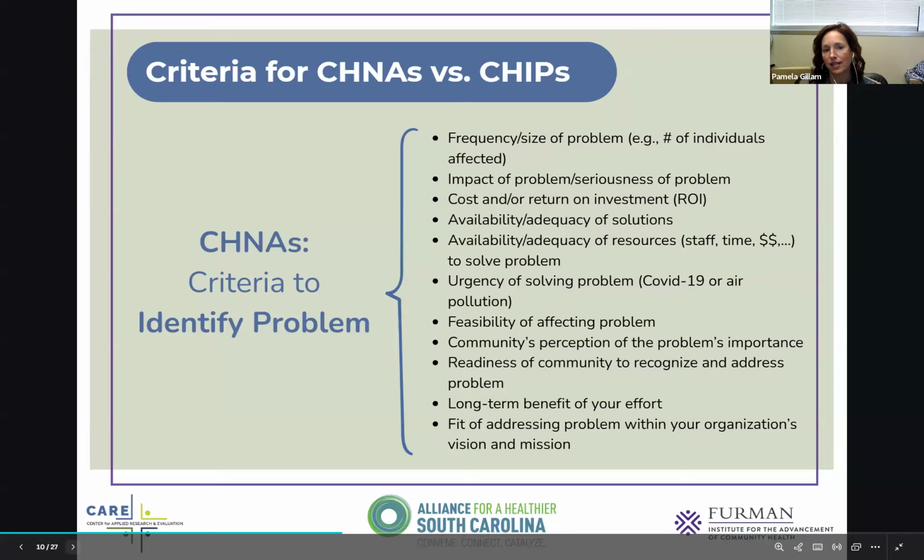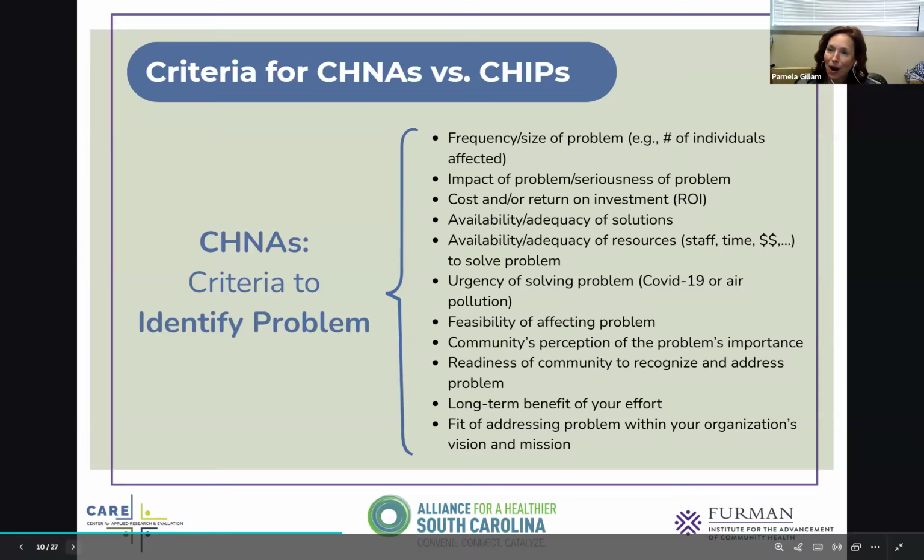And so you see everything from the size of the problem, like the number of people who are affected, the impact of the problem, like how serious is this problem in our community, the return on investment by addressing the problem, or how much is it costing us, the availability, adequacy of solutions, availability, adequacy of resources. Do we have the staff? Do we have the time? Do we have the expertise to solve the problem?